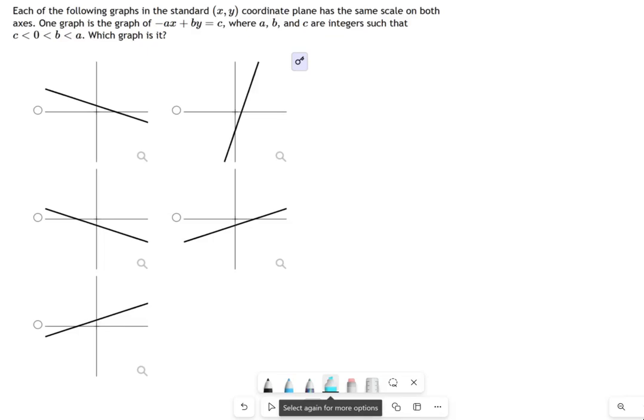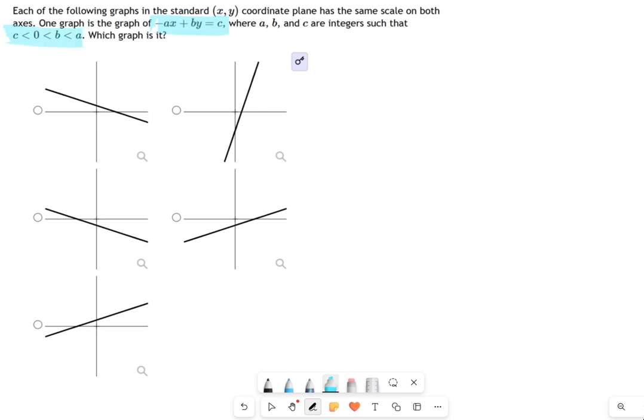We have another graphing problem where we're told something about the equation of the line and asked which one of these graphs makes the most sense. There's two things we know, actually three things, but one of them isn't really that important. We know the equation right here, negative ax plus by equals c. That's not normally the way we talk about the equation, and I'll walk through what we do with this.